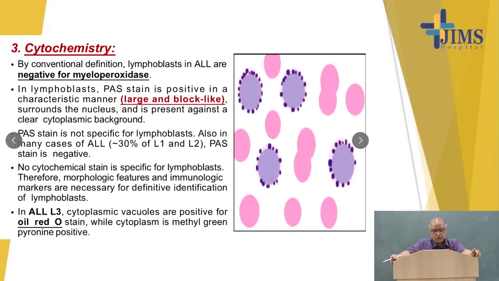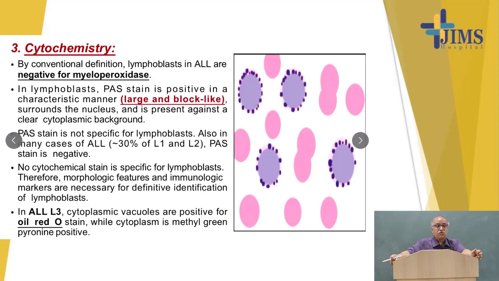Besides morphology, for the diagnosis of acute lymphoblastic leukemia you have to do cytochemistry. By conventional definition, lymphoblasts in ALL are negative for myeloperoxidase, which is positive in cases of AML. In lymphoblasts, PAS stain is positive in a characteristic manner, large and block-like, surrounding the nucleus and present against a clear cytoplasmic background. PAS stain is not specific for lymphoblasts. Also, in about 30% of cases of L1 and L2 ALL, PAS stain is negative.